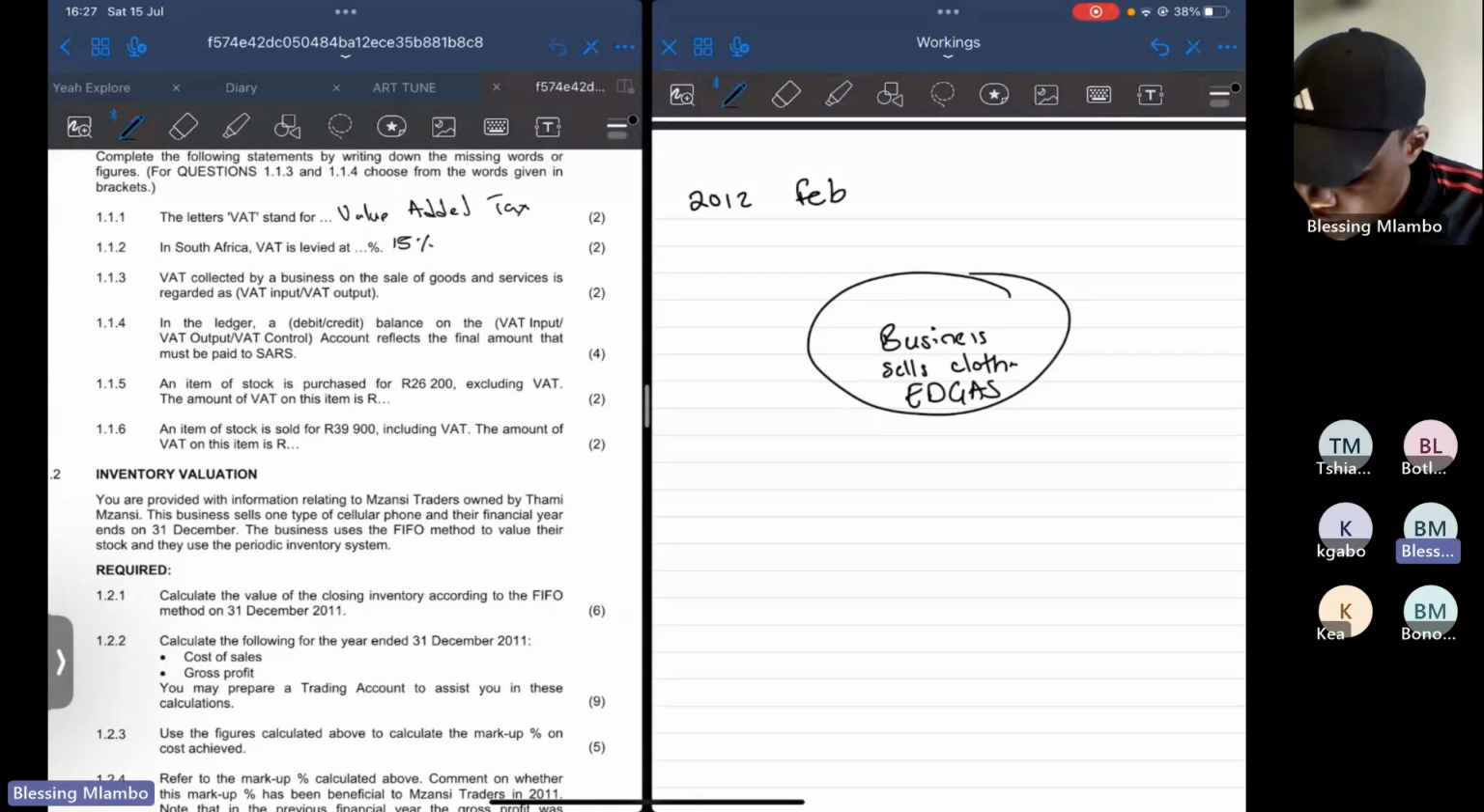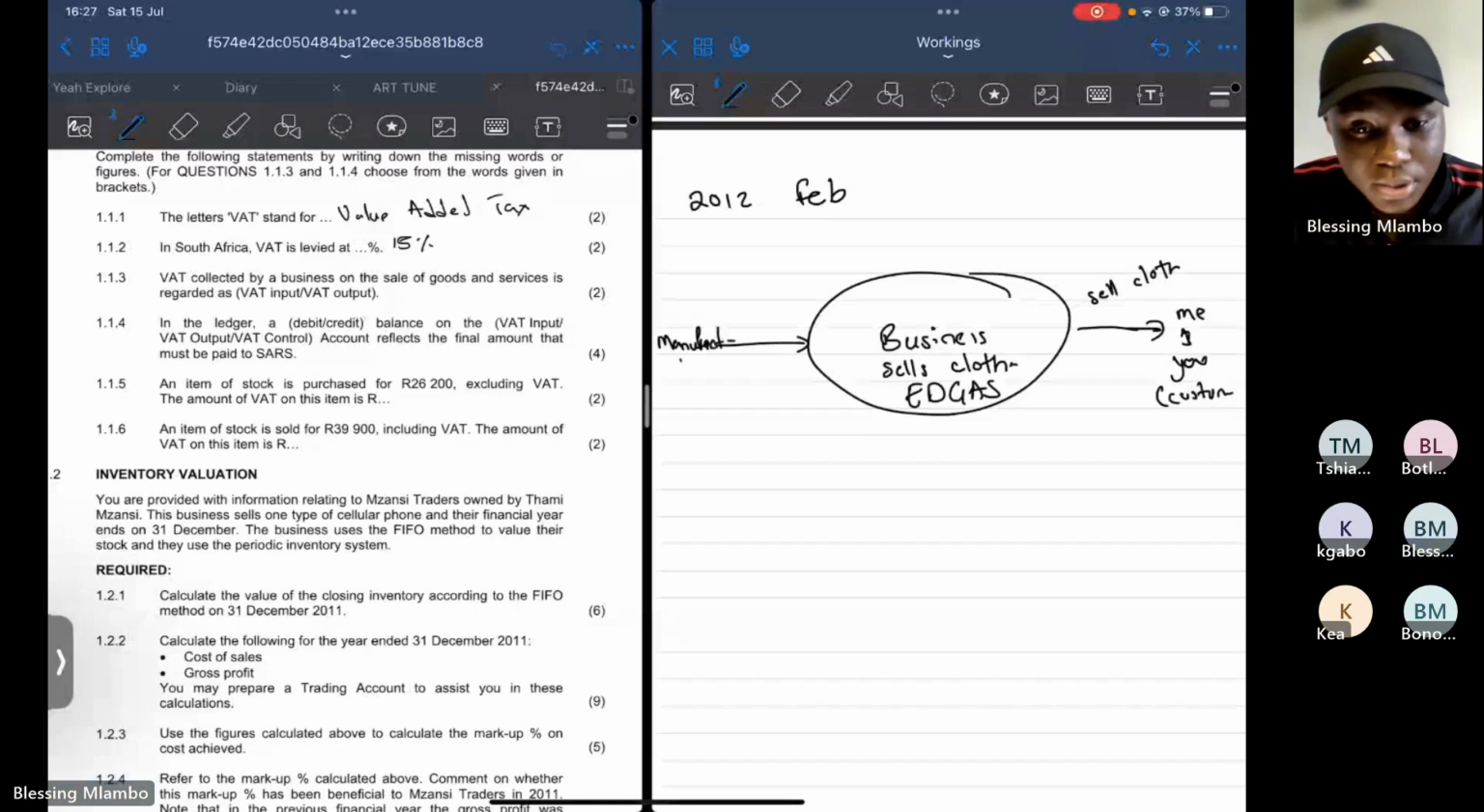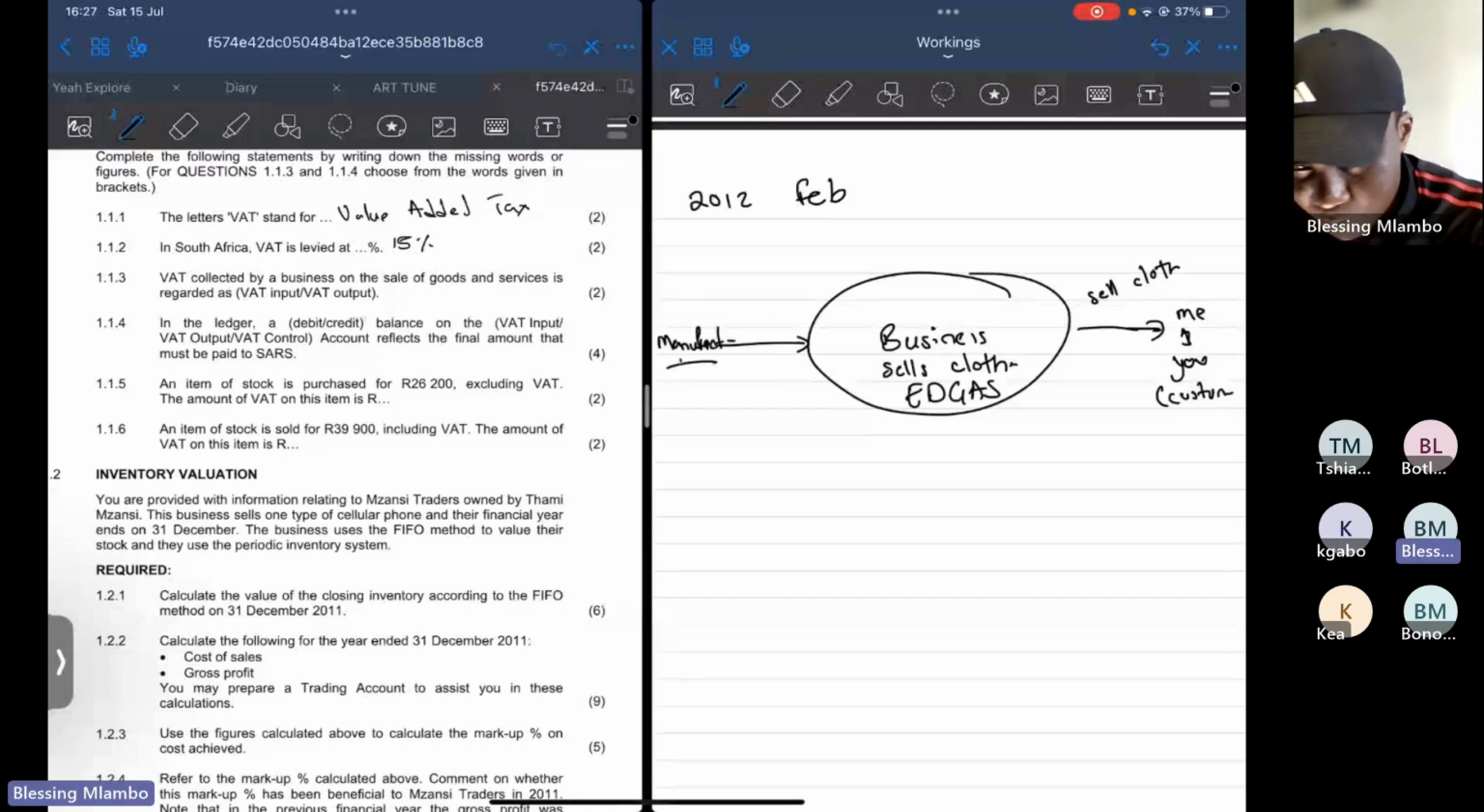So Edgar's sells clothes to me and you, or the customers. So they sell clothes to me and you, the customers. But Edgar's also buys these clothes from a certain manufacturer, right? So you have a manufacturer which Edgar's buys the clothes from, and then it sells the goods to us as customers, me and you, right?